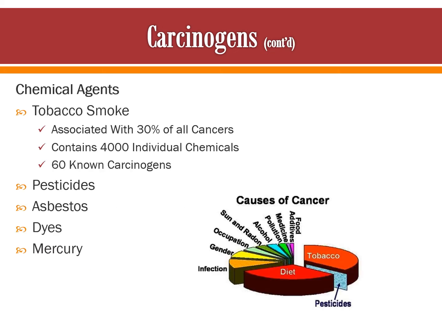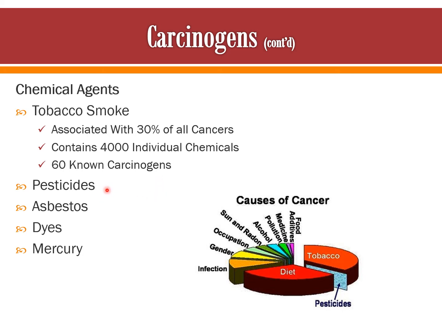So chemical agents are also implicated, so this is not a surprise for anybody. Tobacco smoke is associated with a lot of types of cancers. You don't have to memorize the stats once again, but definitely know that tobacco smoke is an issue with cancers. And there are like 400 individual chemicals inside that tobacco that you're smoking, and at least 60 known carcinogens within that tobacco.